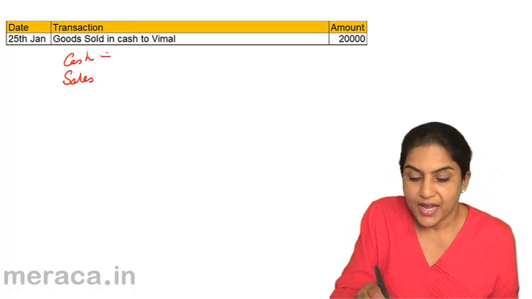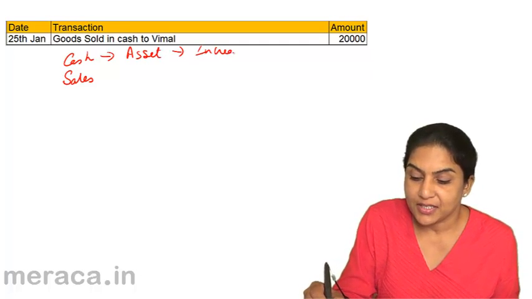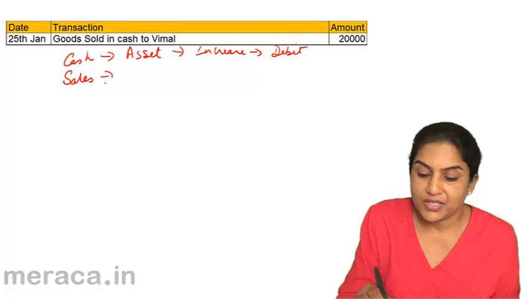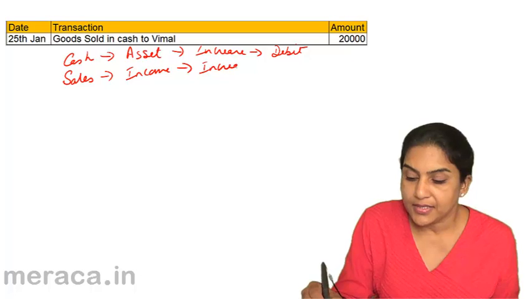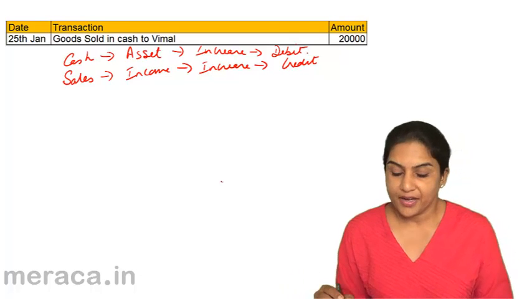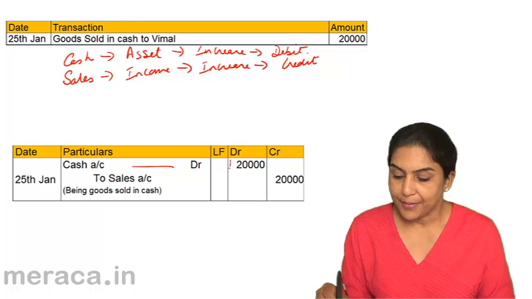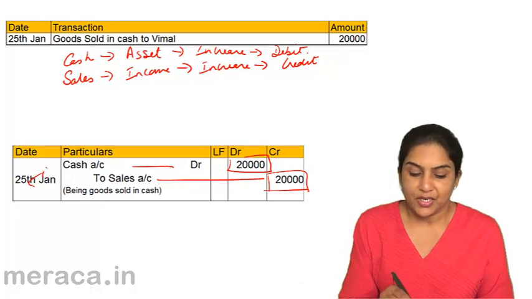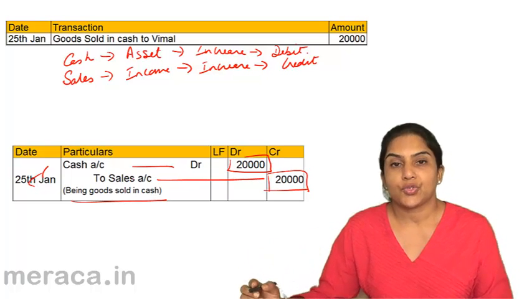What is cash? Cash is an asset. What has happened to cash? It has increased. Increase in cash, increase in asset is a debit. What is sales? Sales is an income. Increase in sales, increase in income is a credit. So our entry will be cash account debit to sales. Cash account is debited with 20,000. Sales account is credited with 20,000. Date given, brief explanation given. Cash debit to sales.